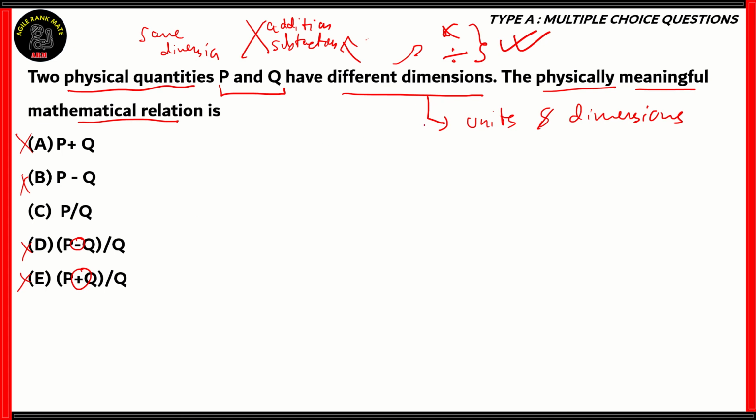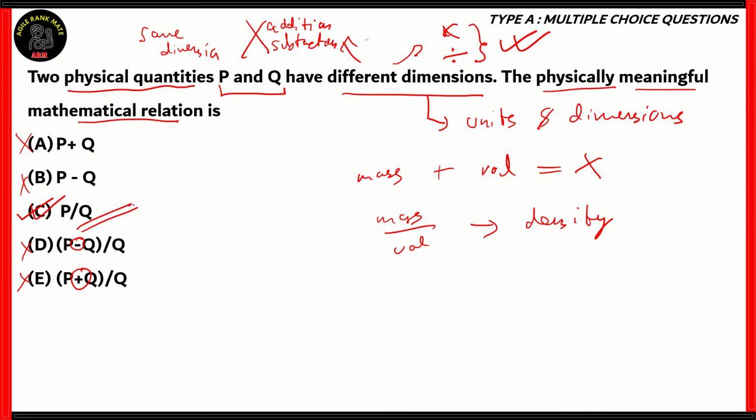Now, if this is going over your head, then think of it this way. Let's say you have mass and volume. Can you add mass and volume together? No, it doesn't make sense. However, you can divide mass with volume to get density, which is a different unit. So therefore, option C, P by Q, is the correct option. Now, P and Q are different dimensions, so therefore, a mathematical relation such as division works for it. However, addition and subtraction does not work for physical quantities with different dimensions.